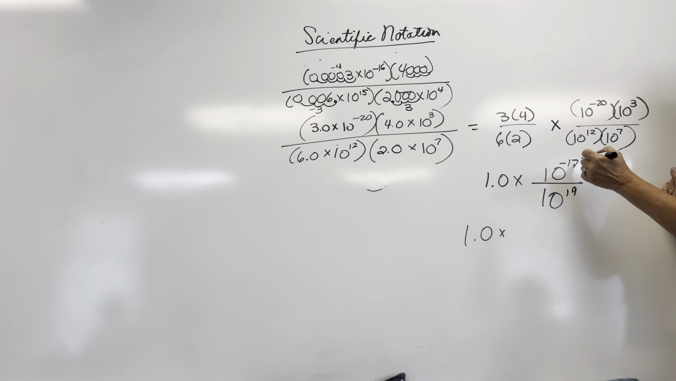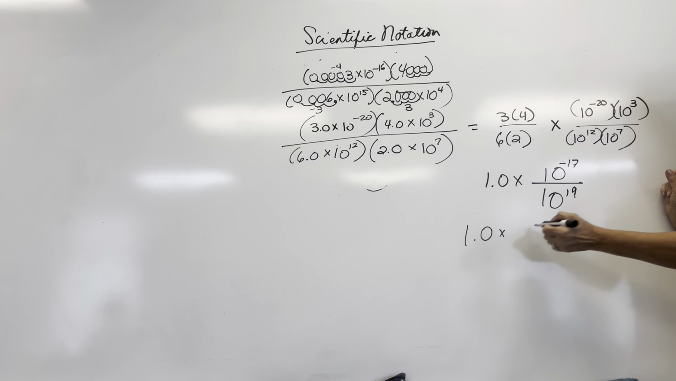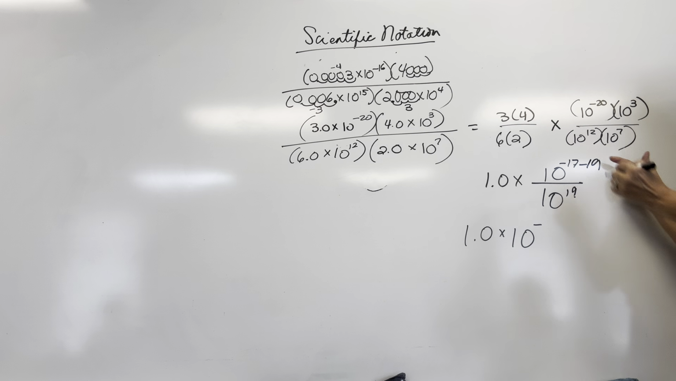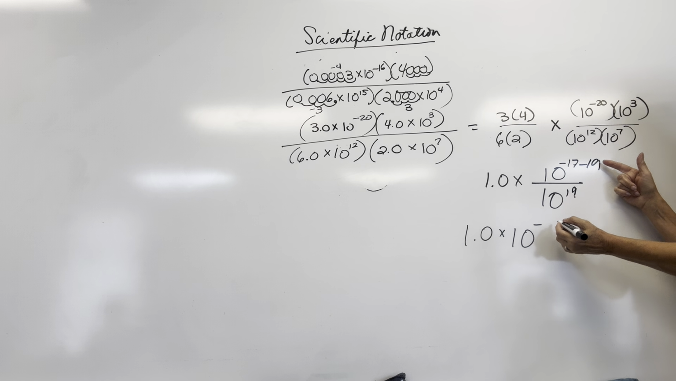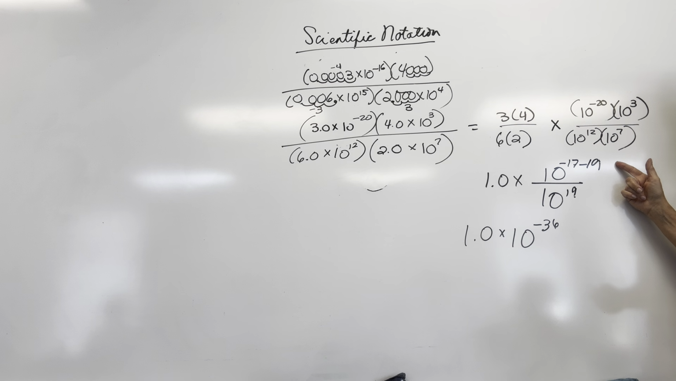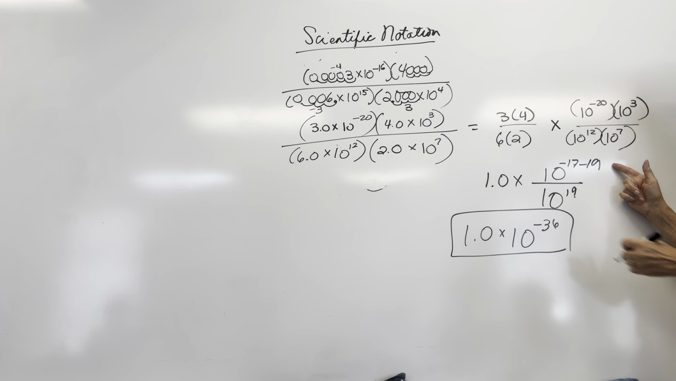Division is subtraction, yes, thank you, Ben. Negative 17 minus 19, which is what? Well, it's a big number. It's a big negative, 36. Final answer.